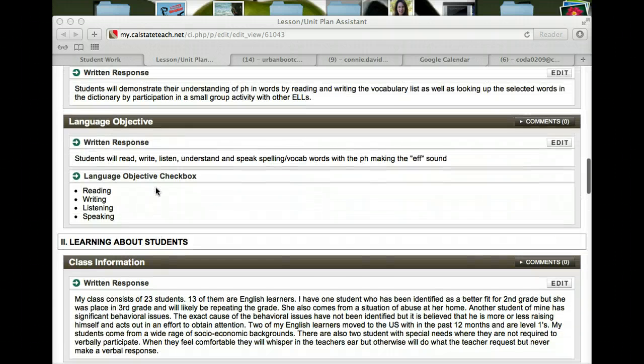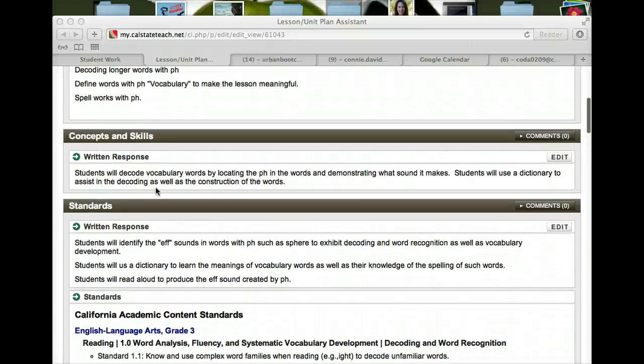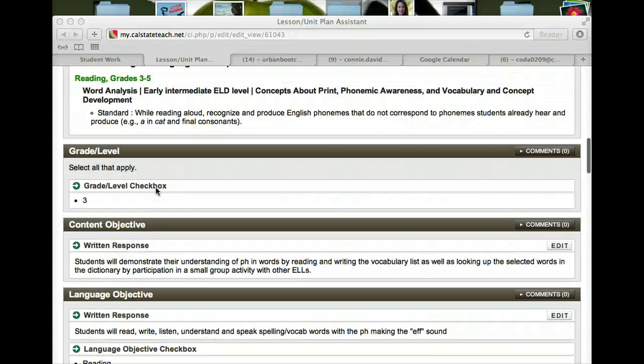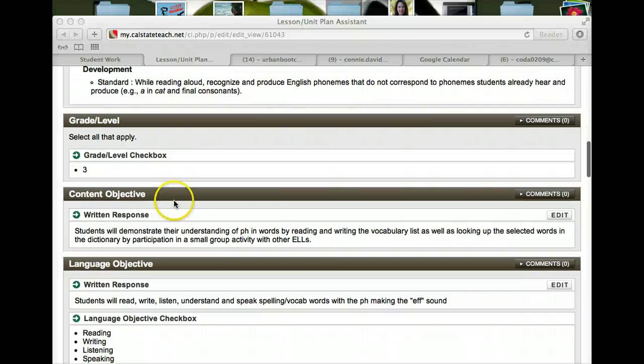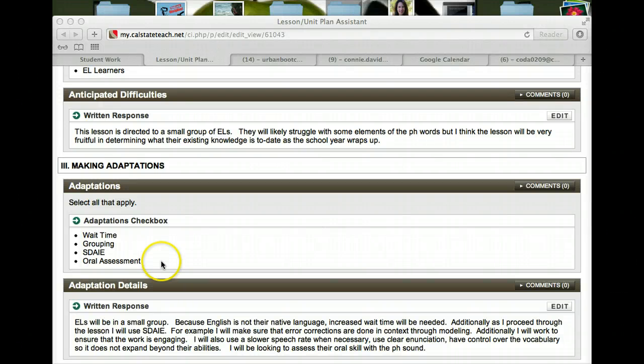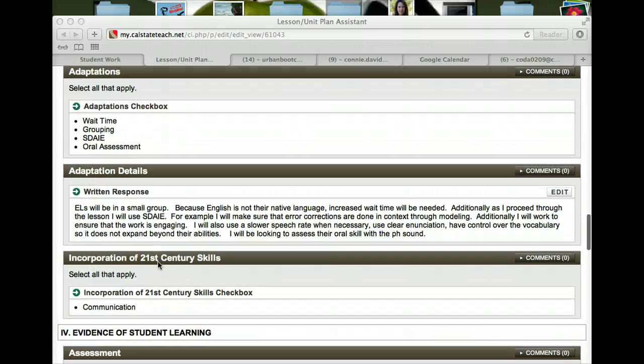So now I go back here and I look and see what you wrote as, excuse me for scrolling like that. Students will demonstrate their understanding of the PH word by reading and writing the selected words. It doesn't say anything up here about them speaking. You down here say you are going to assess them orally. It does not align. You have to align your instruction.